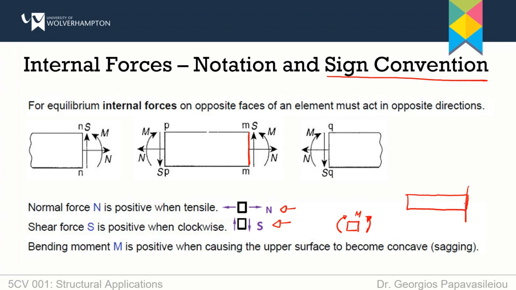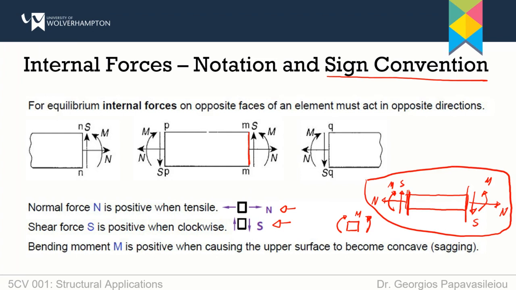If we perform a cut and remove the right part, the positive axial forces will be to the right here. The positive shear forces will be downwards, and the positive moments will be counterclockwise. Now, if we cut and remove the left part, the positive axial forces will be, once again, pointing outwards or tensile. The positive shear forces will be pointing upwards, and the positive bending moments will be clockwise. So this is the sign convention we will be using.